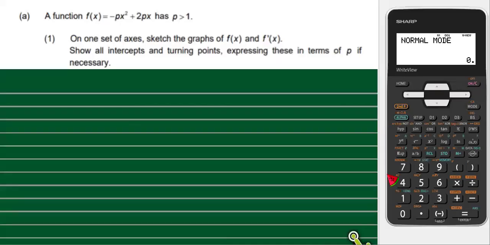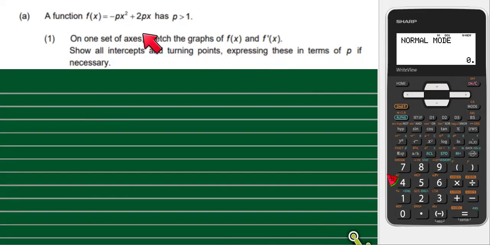So this one says you've got a function, and they say p is greater than 1. They say on one set of axes, sketch the graph of f and the derivative of f. Show all intercepts and turning points, expressing this in terms of p in the graph.